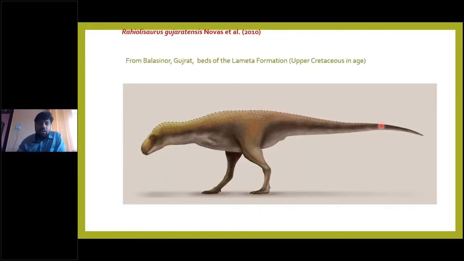Another abelisaurid theropod dinosaur from the Upper Cretaceous horizon of Gujarat was Rahulisaurus. This was named after the village Rahuli. Okay, so you can see this is a reconstruction. It may look like Rajasaurus, but it was slightly smaller and it didn't have any horn on top of its head.